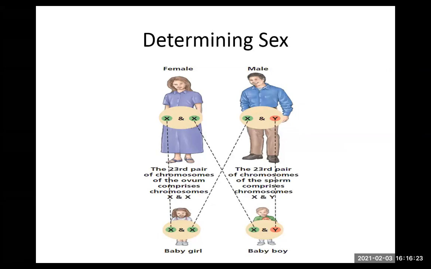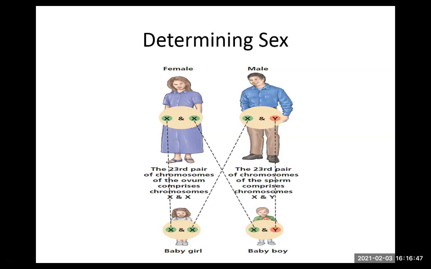In females, the 23rd pair consists of two matching, relatively large X-shaped chromosomes, appropriately identified as XX. In males, on the other hand, the members of the pair are dissimilar. One consists of an X-shaped chromosome, but the other is a shorter, smaller Y-shaped chromosome. This pair is identified as XY.